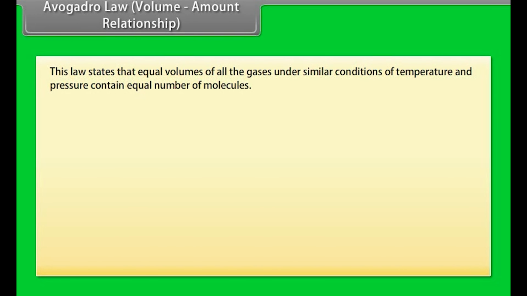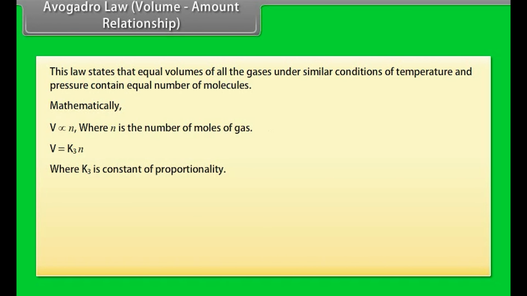Avogadro's law. Volume-amount relationship. This law states that equal volumes of all gases under similar conditions of temperature and pressure contain an equal number of molecules. Mathematically, volume is directly proportional to the number of moles of gas. V = K3n, where K3 is the constant of proportionality.